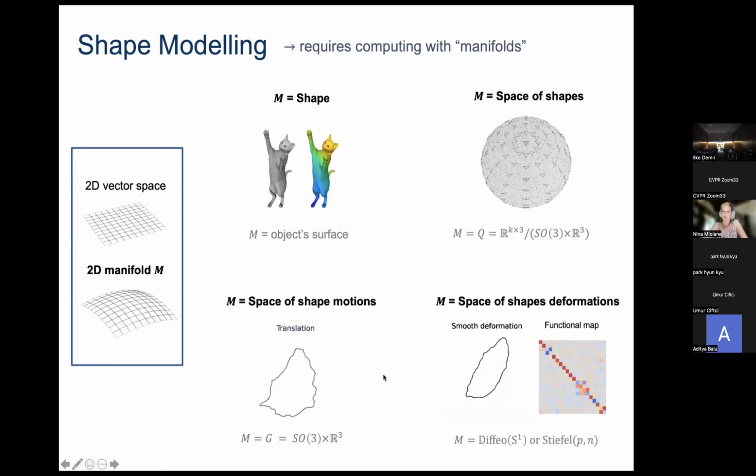And lastly, you could be interested in how shapes deform. So a smooth deformation of a cancer cell, as you can see on the left, but also other objects like functional maps that explain how shapes can deform. And interestingly, again, if you choose this shape representation, you end up with a space of shape deformations that is a manifold. There are other models of shape that I will not cover here, but it seems that these four models of shapes are quite common, and all of them require thinking about manifolds.